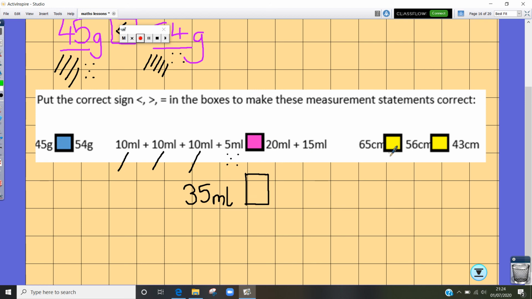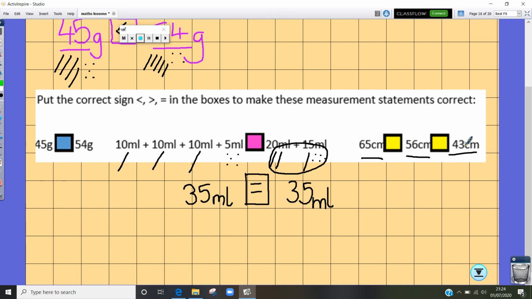So again, I can draw my jottings. So here I've got 20 millilitres. Okay, and here I've got 15, so I've got 1 ten and 5 ones. So when I combine this amount here, I have got 35 millilitres. Okay, so I can actually see that both of those calculations are in fact equal to each other, even though this one has 10 add 10 add 10 add 5, and this one has 20 add 15, they are both equal in number.